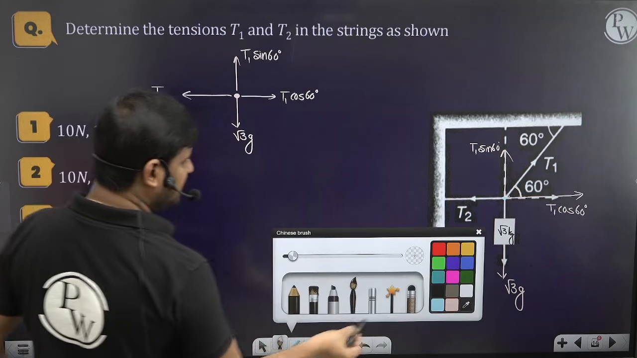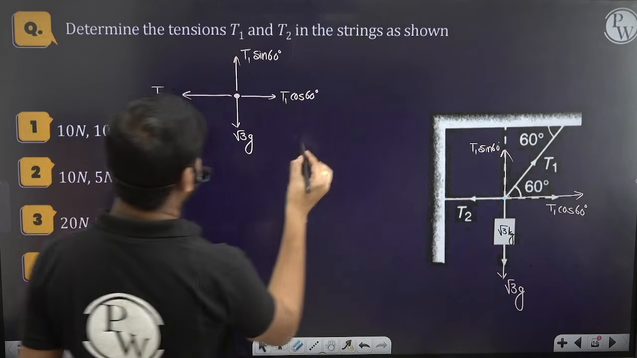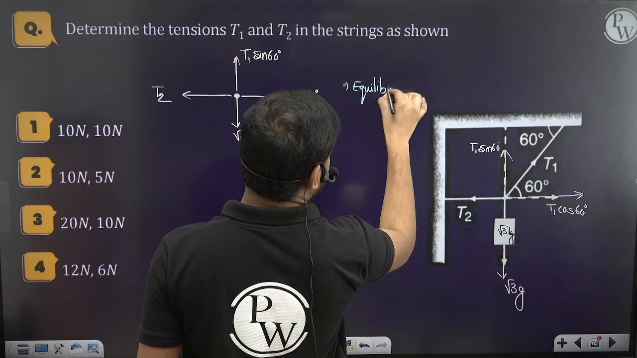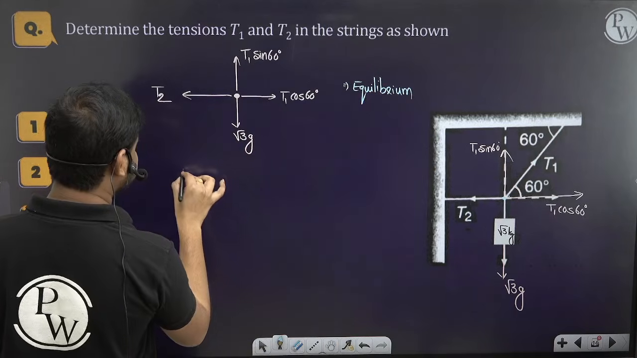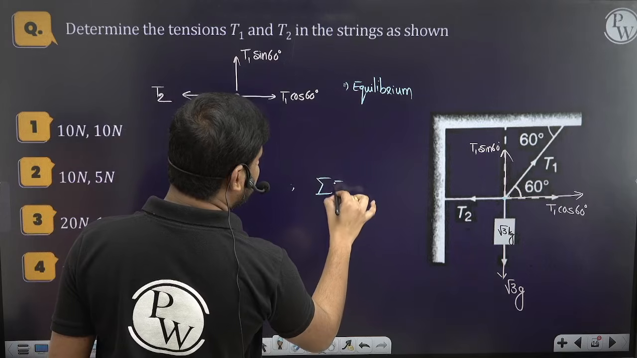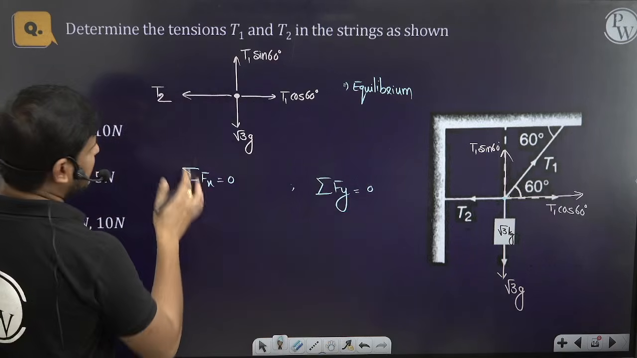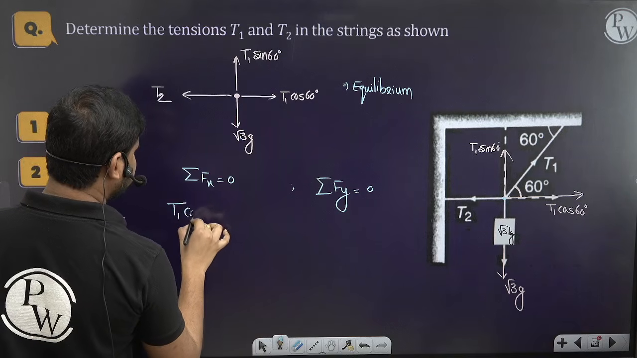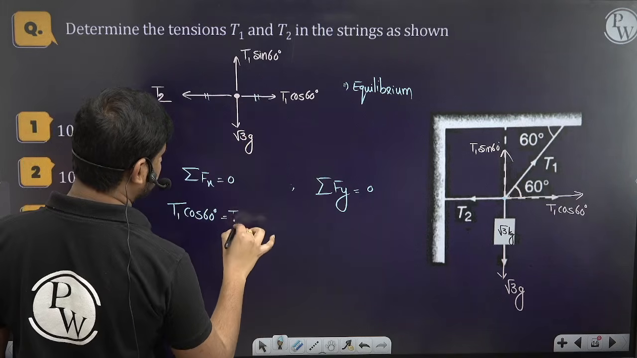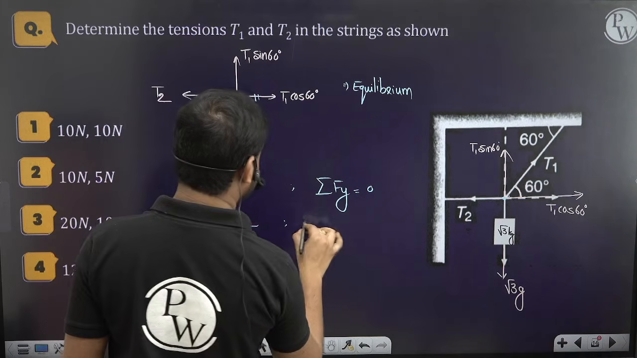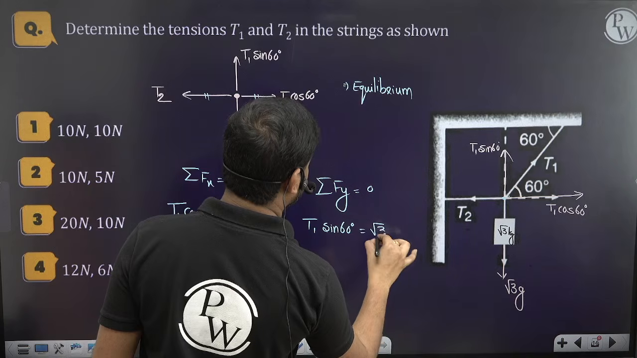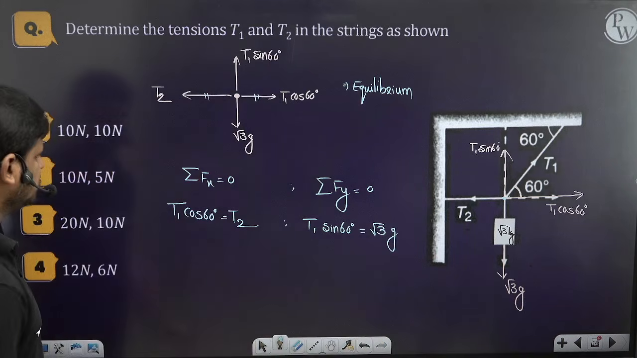Now consider the body is in equilibrium. If the body is in equilibrium, the summation of forces in the x direction should be 0, and the summation of forces in the y direction should be 0. In the x direction, T1 cos 60 degrees should be balanced by T2. And T1 sin 60 degrees should be balanced by root 3g.